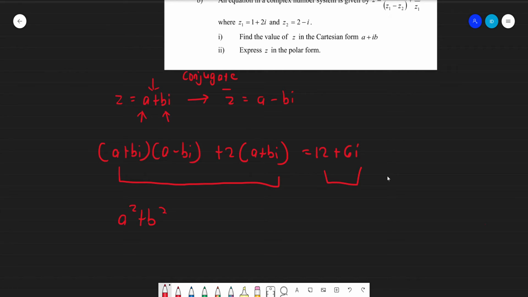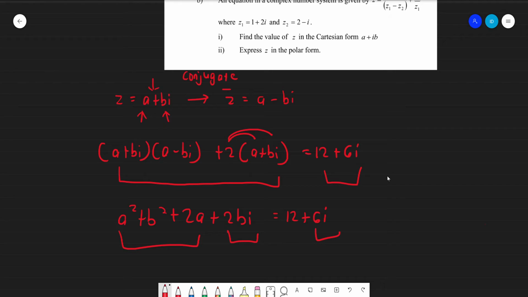Okay, so that's basically the product of these two complex numbers, and then we expand the right side to get 2a plus 2bi is equal to 12 plus 6i. Now we can compare the like terms, such as the imaginary part and the real part. We compare those two terms.